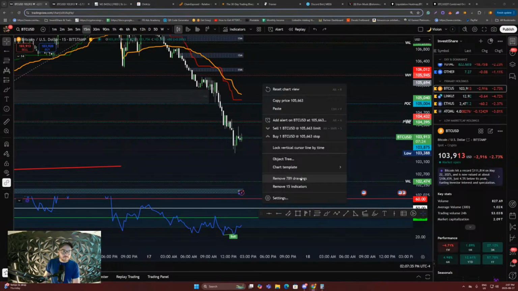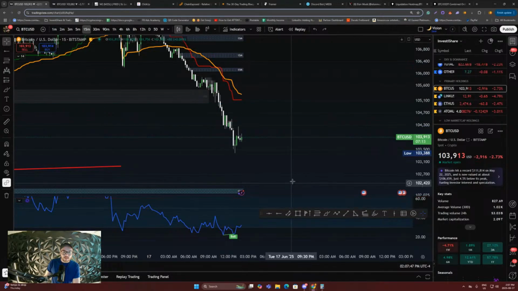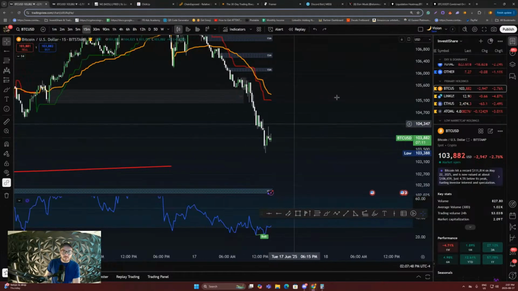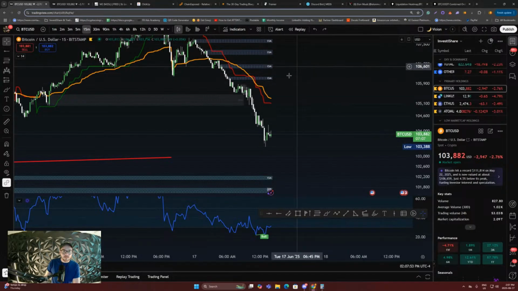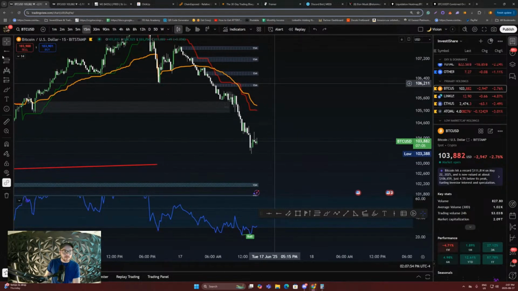Okay, so let's clear this chart up. Remove drawings. 789 drawings. Probably going to take TradingView a second to clue in. There we go. Now I'm going to pull it up and change the chart a bit.